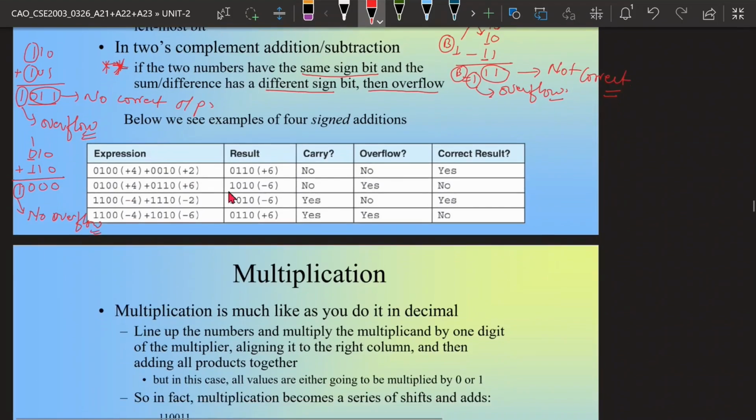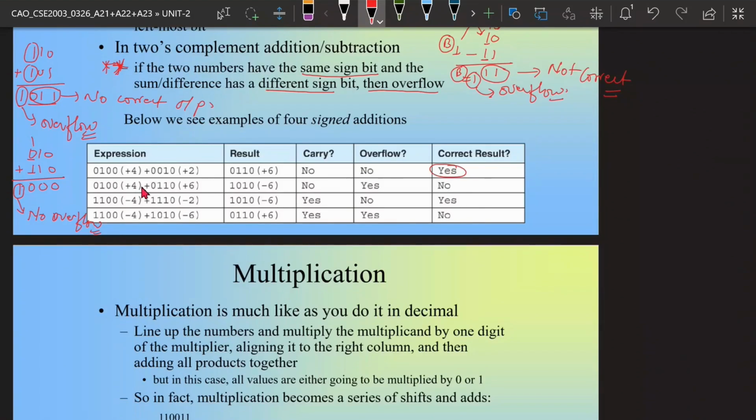So here again we will see, if we are adding 4 plus 2, we are getting 6. Here there is no carry. Carry is not generated. So if there is no carry, no overflow will be there. If there is no overflow, then the result that is there is a correct result.